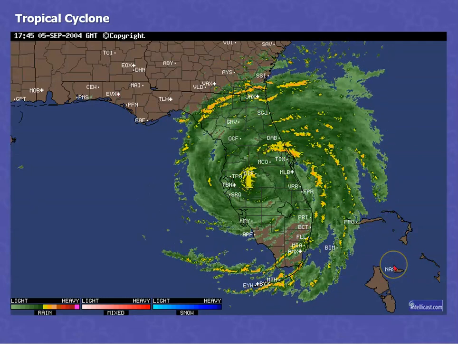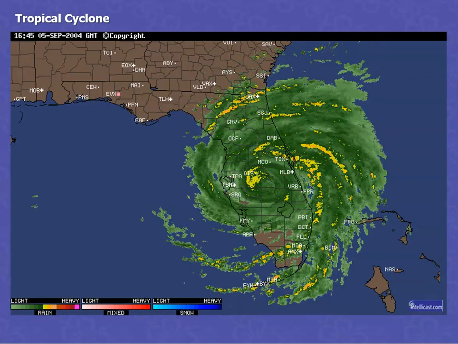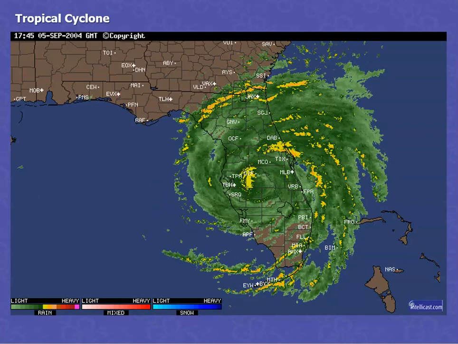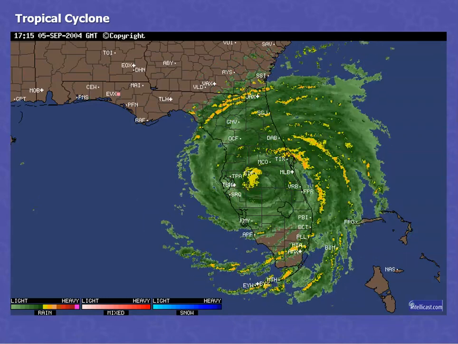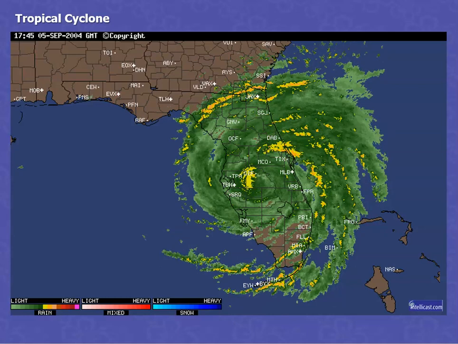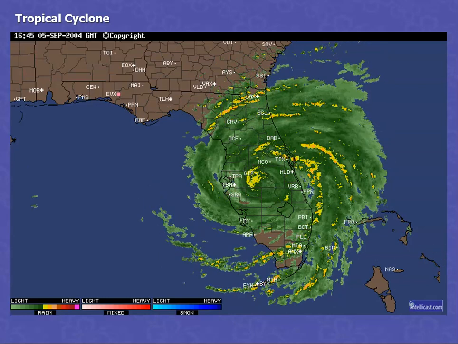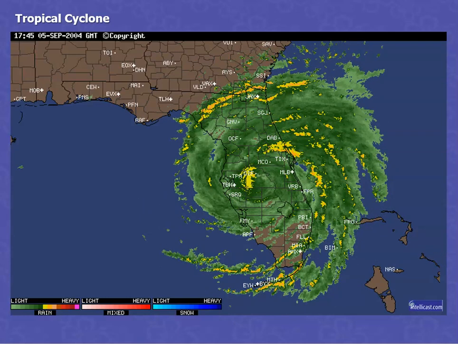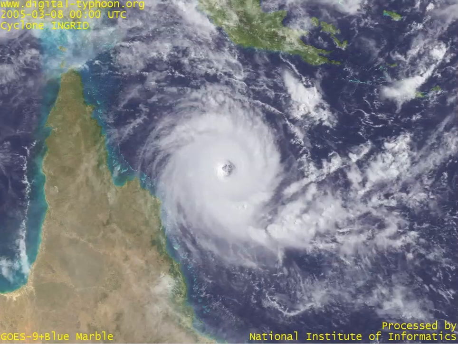This is a hurricane from 2004. Tropical cyclone moving through Florida. You can see the cyclonic motion here, except it's moving significantly faster. You've got the higher winds, which means the spiral is moving faster. In the southern hemisphere, everything's reversed. And so a tropical cyclone, instead of spinning counterclockwise, spins clockwise. So here you can see the clockwise spiraling.